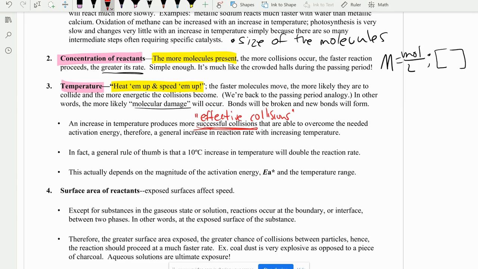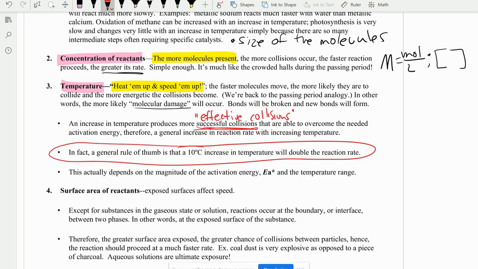Okay, so all reactions take a certain amount of energy to overcome in order for the reaction to proceed. So if we increase temperature, the molecules are moving around much more quickly, increasing effective collisions, therefore overcoming the activation energy needed for the reaction to occur. And the general rule of thumb, this is something they'll expect that you know, and so will I, is that for every 10 degrees Celsius that you increase a chemical reaction, you can assume that it will actually double the rate at which the reaction is occurring.